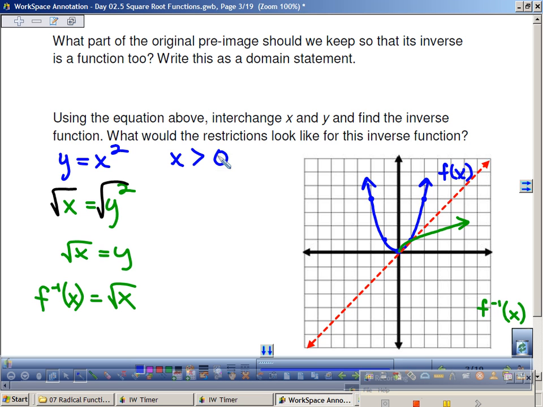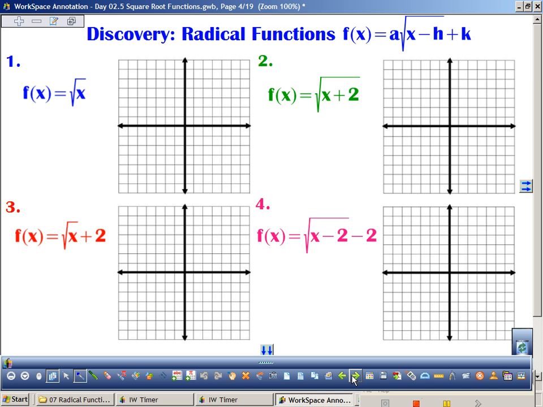So in reverse, if we took a square root function, and I said take the inverse of this square root function, would you get the whole parabola? No, you would just get the part that's on the right-hand side. Okay, so hopefully that'll help you with your discovery today. I really think it will. So here's your discovery. I just want you to do 1, 2, 3, and 4.